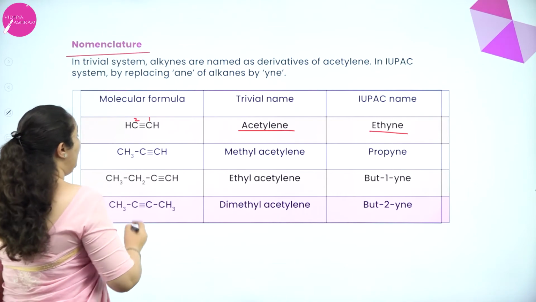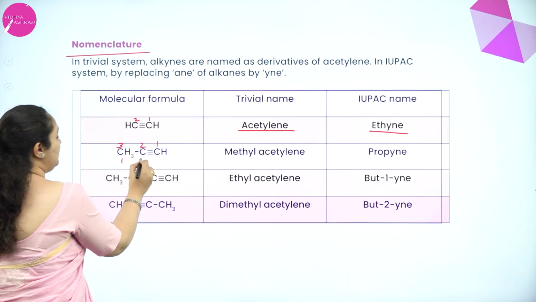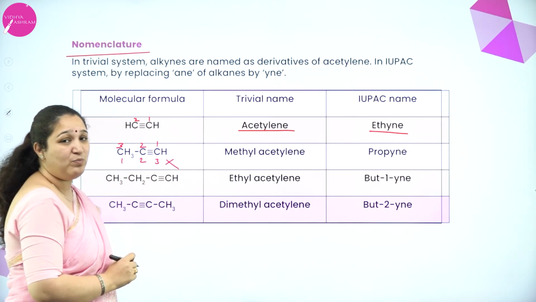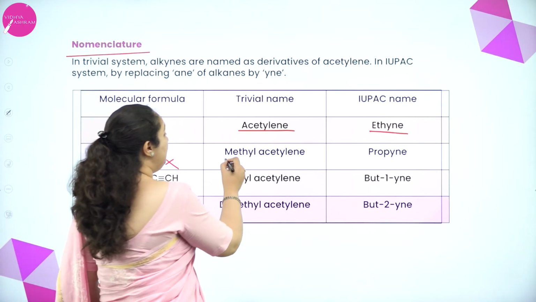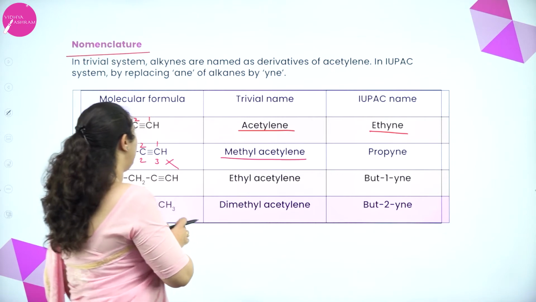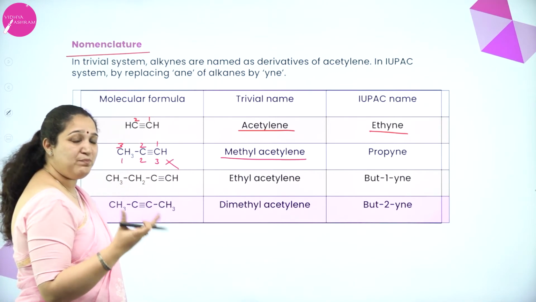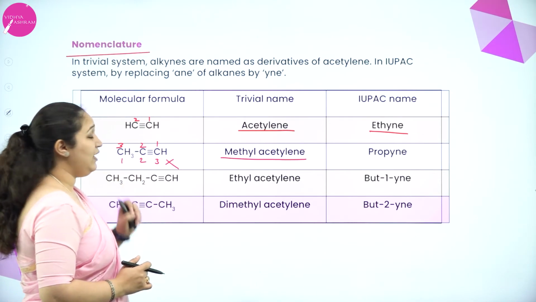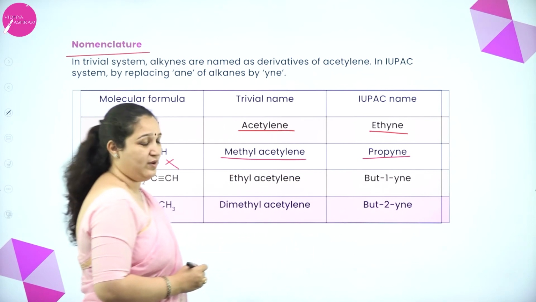Okay. Next one, 1, 2, 3. If I number it 1, 2, 3, it will be wrong because the carbon containing the triple bond should get the lowest possible number. So, this name is methyl acetylene. That is, for this group, one methyl group is added. So, the trivial name is methyl acetylene. But when it comes to the IUPAC name, 3 carbon atoms are present, so it is propyne. Okay.